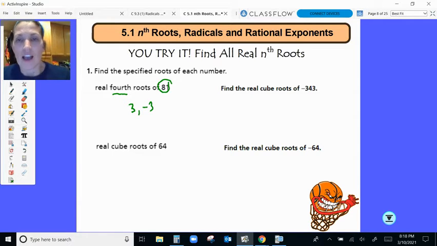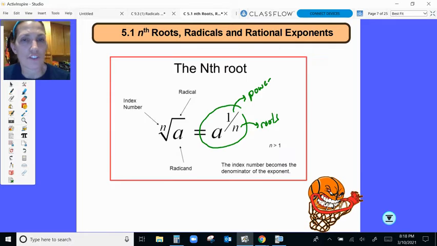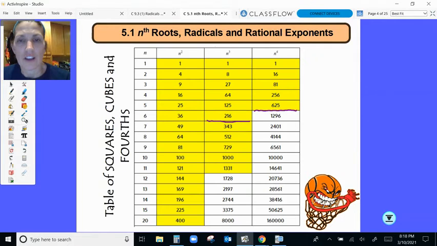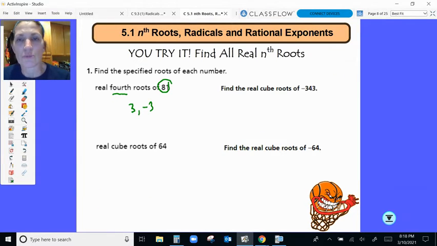Okay. How about find the real cube roots of negative 343? If we go back to our little chart here, the cube root of 343 is going to be 7. 7 times 7 times 7 is 343. And since it's a cube root, there's only one real solution, and that is negative 7. Okay, because it's a negative, it's going to be a negative root. Negative 7 times negative 7 is a positive 49, and then positive 49 times negative 7 gives me negative 343.